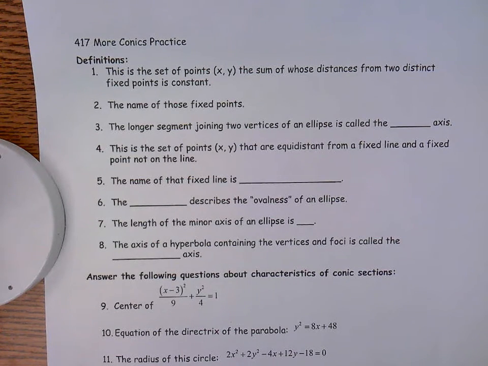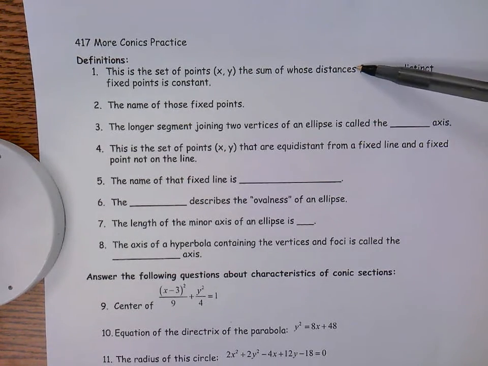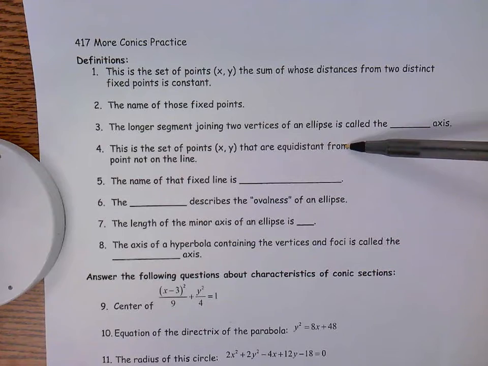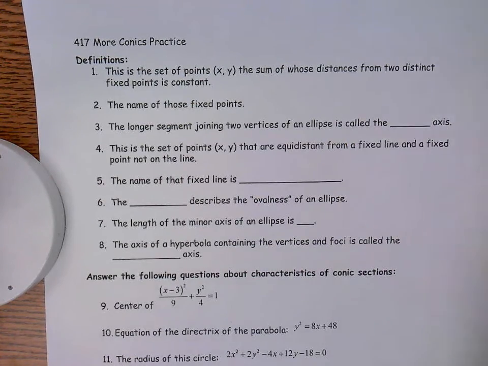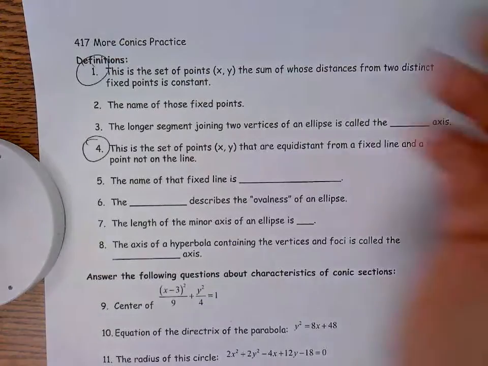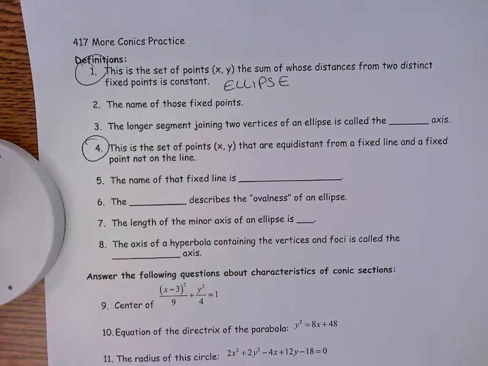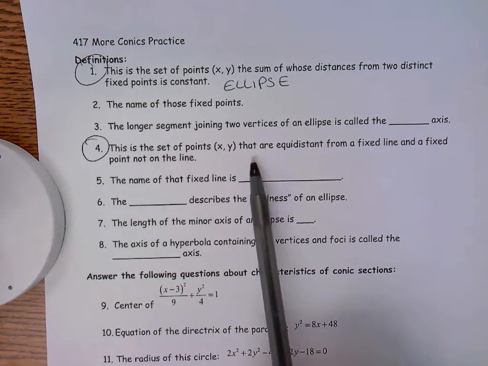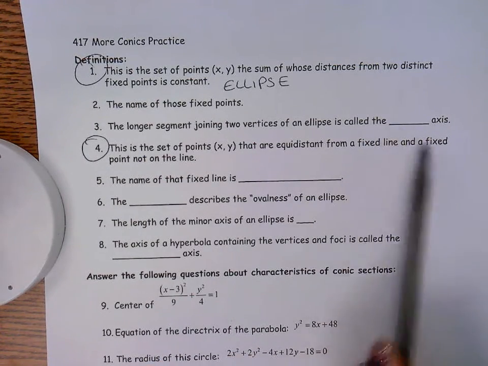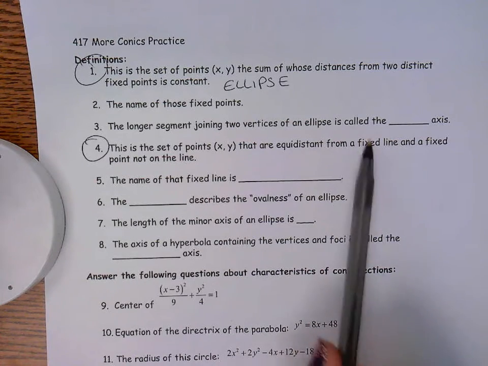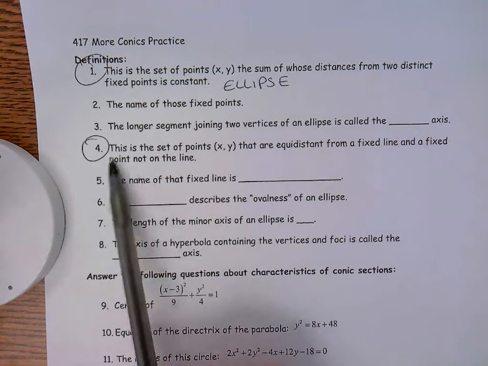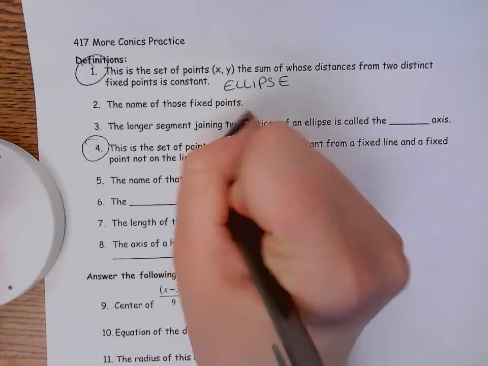So let's see, there are four definitions, and I think one is a definition and four is a definition, and we're missing the other two definitions. So 1 and 4 are definitions. One is referring to an ellipse. You've got two foci and you're stretching that string around the outside so the sum stays constant. Number 4 is referring to what? If you're equidistant from a fixed line and a fixed point, the fixed line is the directrix and the fixed point is the focus. So that's talking about a parabola.